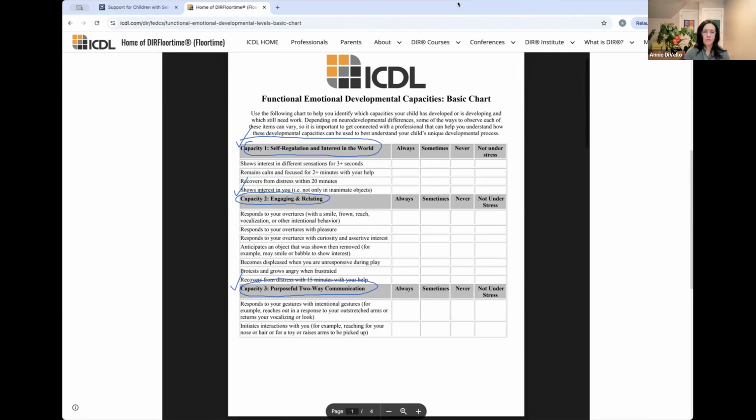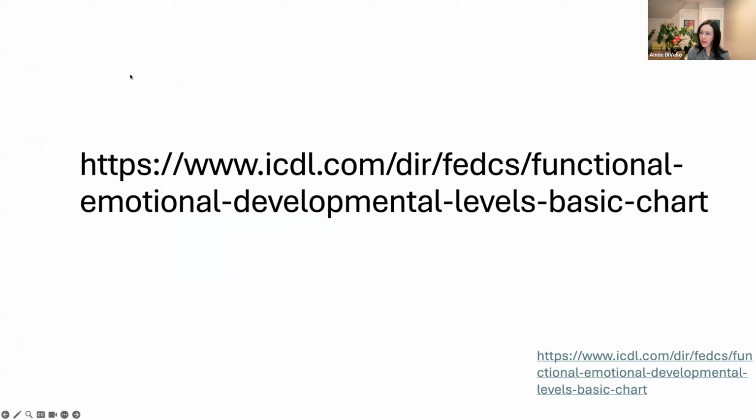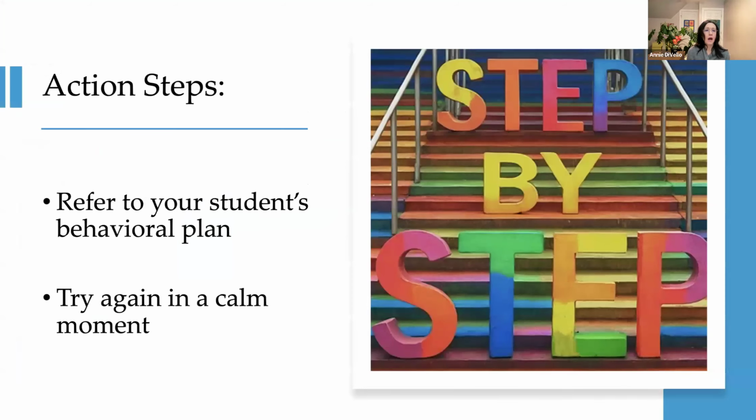Okay, so clicking back over to the slides now. That is, of course, the information I just showed you in the chart, the copyrighted work from ICDL, and this is a link in your handouts that takes you to their website and to that chart. So if your student in a given moment is visibly distressed, action steps: referring to your student's behavioral plan and the other staff members involved with the student will certainly be familiar and help get you up to speed on what that behavioral plan or BIP involves to help a student to, again, feel calm and regulated and ready for communication. And so you can just try that communication again in a calmer moment.